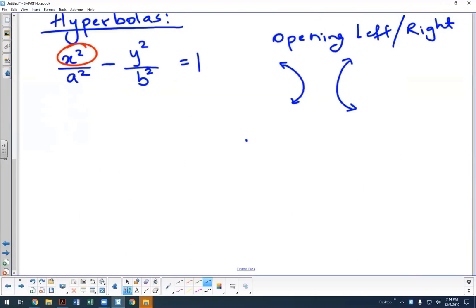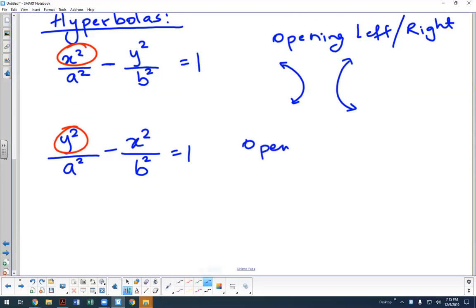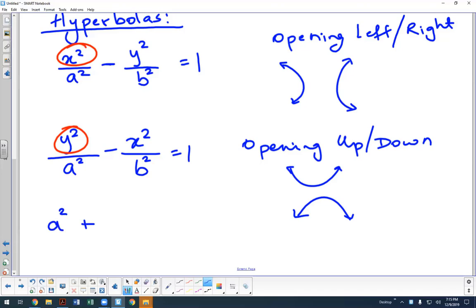There we go. If y squared is the first variable that's mentioned, so you will notice in this case my A and B values don't actually change. It's the numerator that's changing. So if the y squared is mentioned first, that means we have a graph that's opening up and down. Okay? And the relationship between A, B, and C will be A squared plus B squared equals C squared.